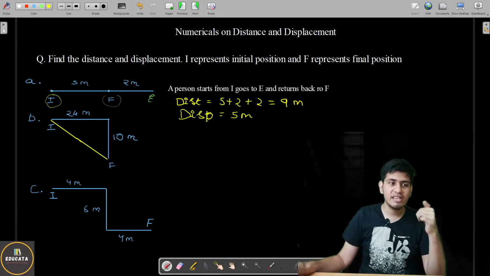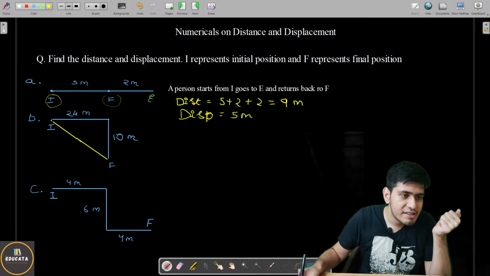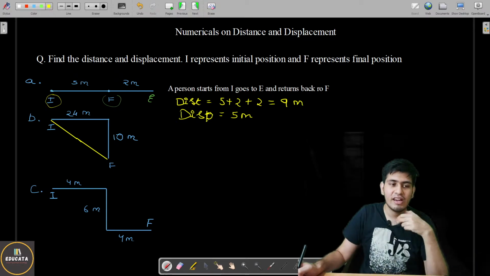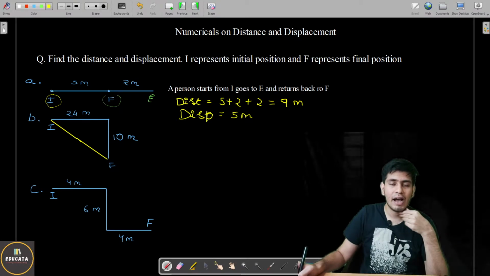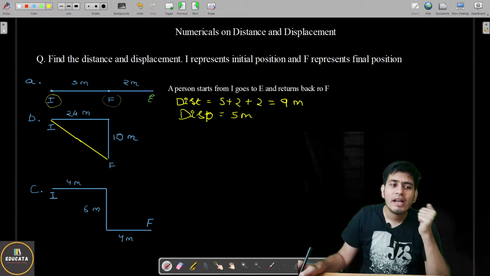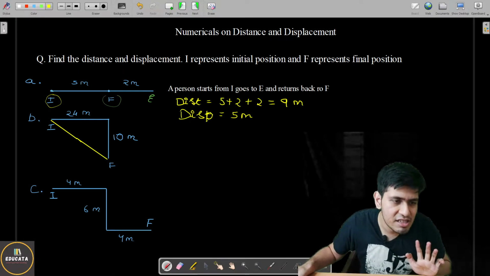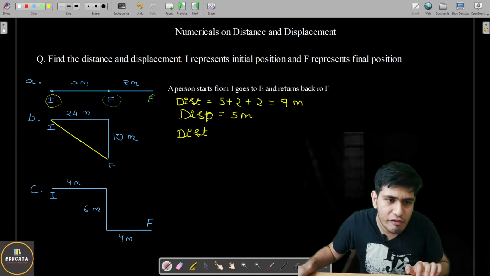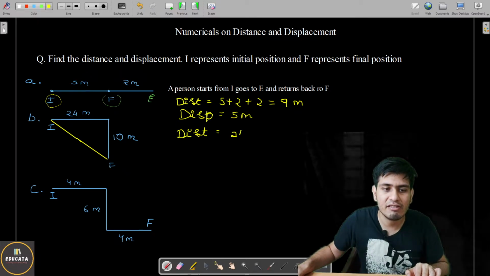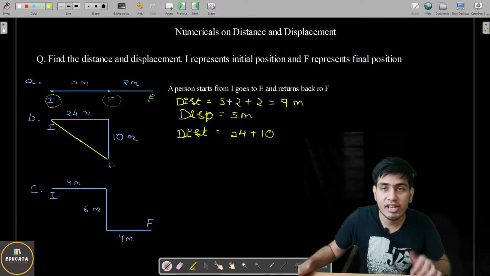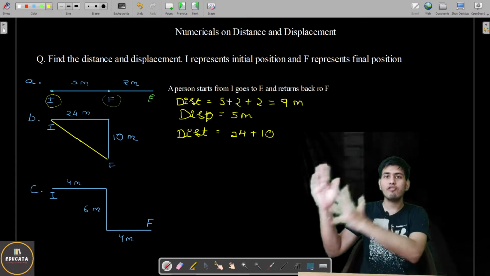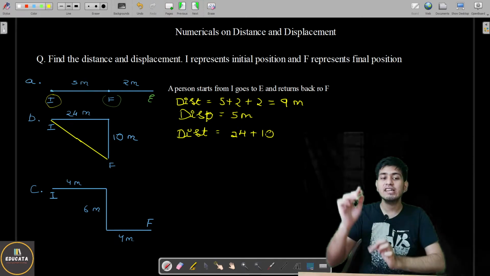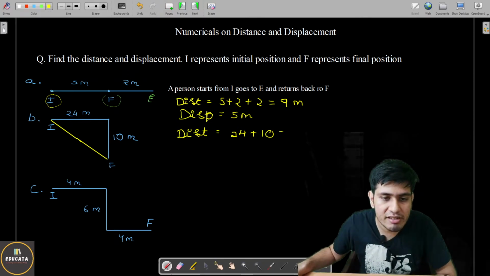Now moving to the next case, problem number B. It says that this is the initial position and this is the final position, and the particle covers a path something like this. Now in this case, distance finding is easy. We can easily find the distance. Distance is equals to 24 plus 10 meters, which is equals to 34 meters. The distance covered by the body is equals to 34 meters in this case.